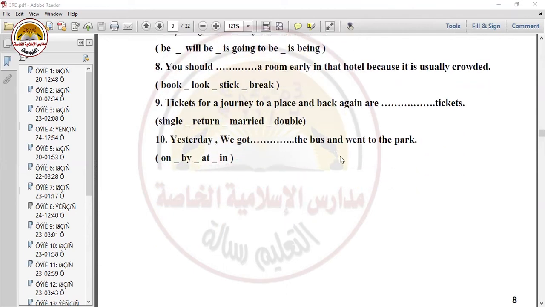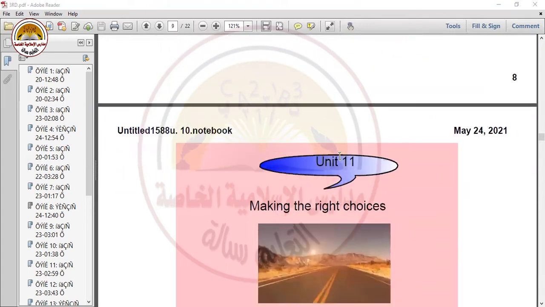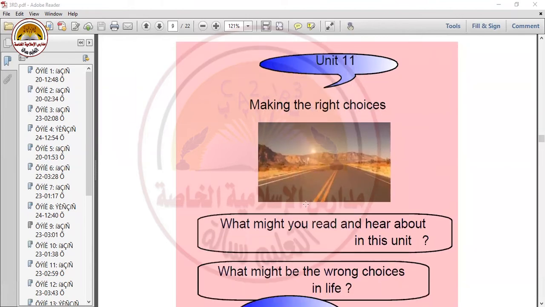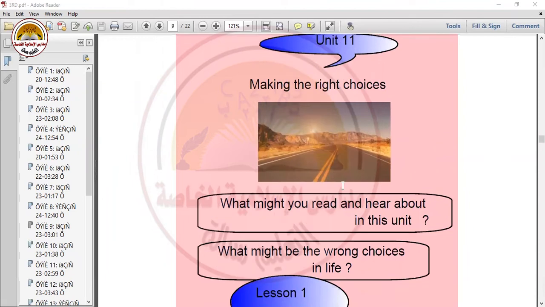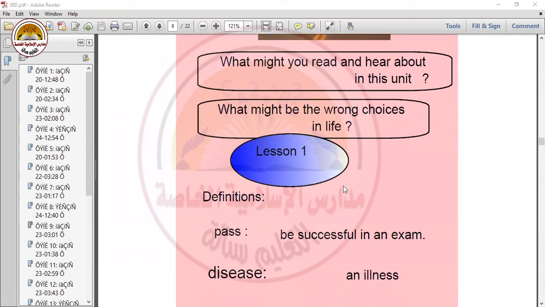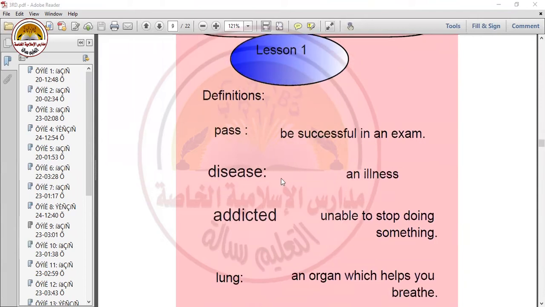Okay, Ahmed. You will say unit 11, Making the right choices. Can you remember this unit? Yes. Let's remember the important words.